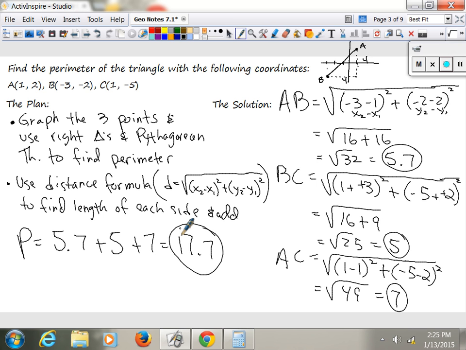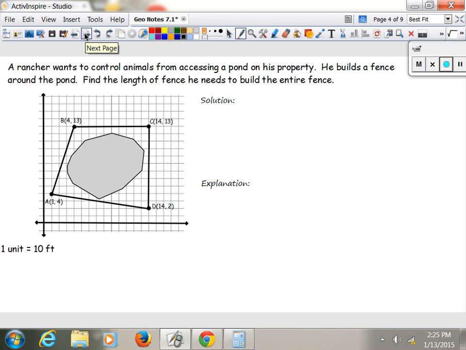All right, moving on to our next one, the pond problem. So yeah, back to the other side. A rancher wants to control animals from accessing a pond on his property. So they must be getting into his pond and making havoc in there, messing it up. So he builds a fence around the pond so they can't get in. Find the length of the fence he needs to build the entire thing. Not just one side. How much fencing does he need to build the whole thing? 1 unit is 10 feet.